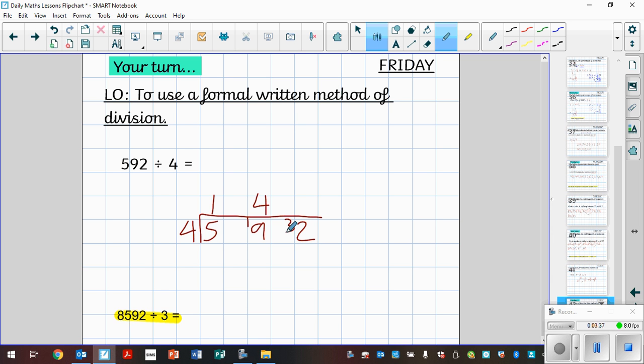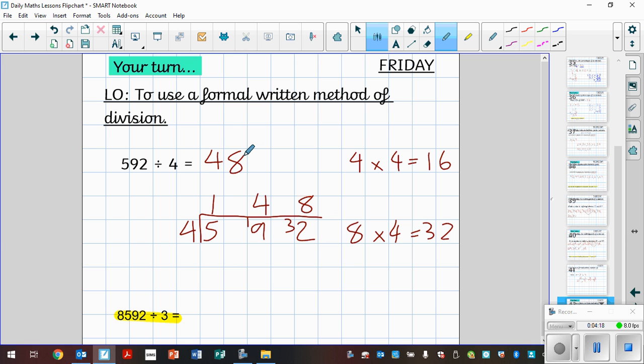Well, how many 4s are in 32? Now this is where you use your multiplication facts. You know that 4 times 4 is 16. Now hopefully if you identified that if you doubled 16, you would get 32, which means that you would be multiplying 4 by 8 because you have doubled 16 to get to 32. So how many 4s in 32? There are 8. So your answer to 592 divided by 4 is 48.